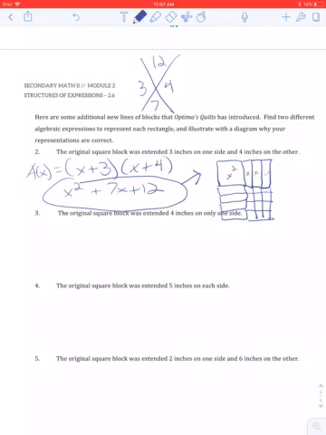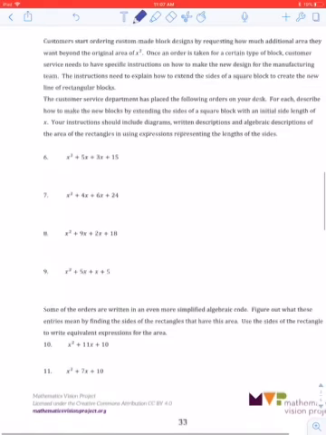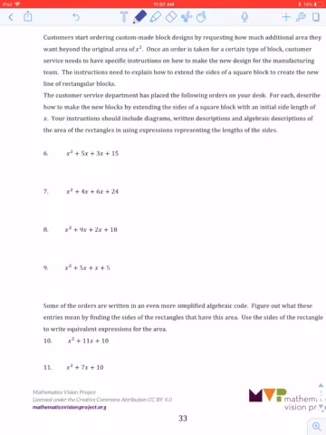x squared plus 7x plus 12. Okay, that's the first part. That should get you all the way through this stuff. And then you're going to get down into here, where you are going to have to do the same thing.